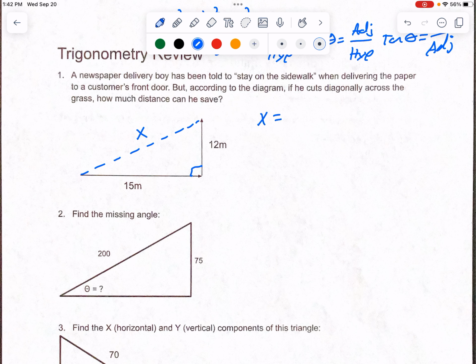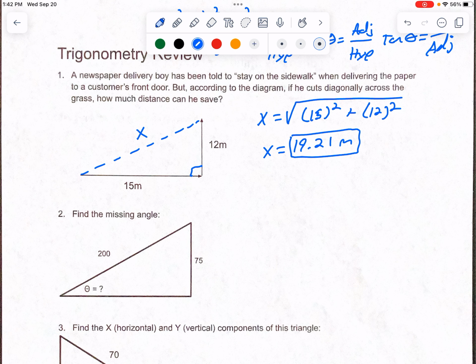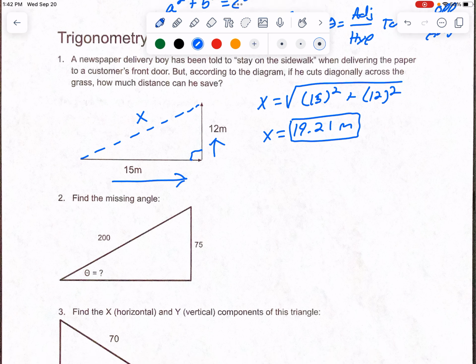So x equals, and we're just skipping a step here because we know c squared, we have to square root both sides. So we're going to square root whatever a squared plus b squared is. So 15 squared plus 12 squared, and we're going to square root the whole thing. And you get a hypotenuse of 19.21 meters. Now, if you want to know how much distance you could save, you could figure this out, because if I walked 15 this way and then 12 that way, that would be 27 meters. So that would save me roughly about 8 meters in distance. But I care more about, can you find the hypotenuse?